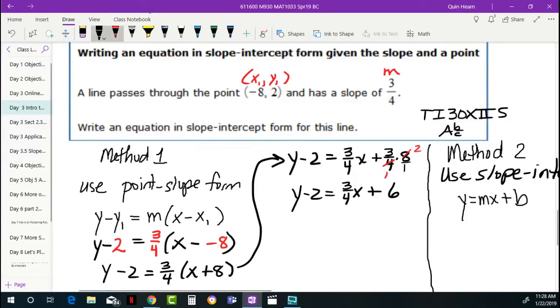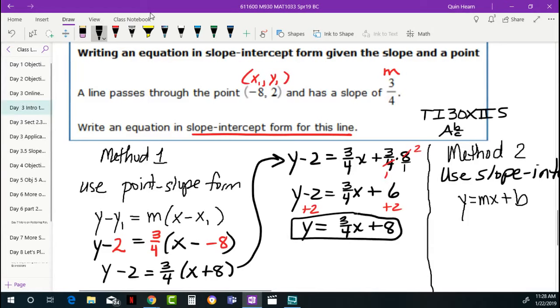And then the last step is to get that y completely by itself. If we're looking for slope-intercept form, you want y by itself. And in this case, they asked us for the slope-intercept form of the line. So we're going to get y by itself, and we're going to have y equals 3/4 x plus 8. And this would be your final answer.